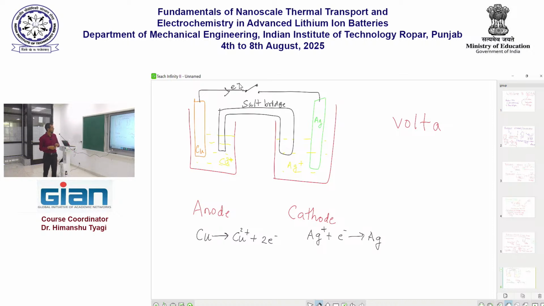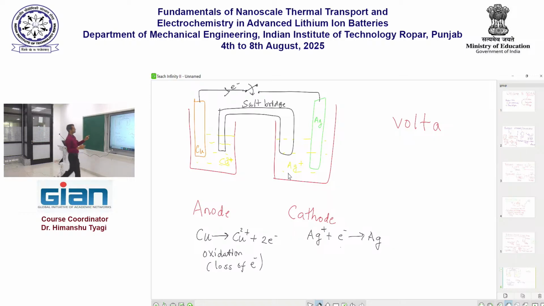Okay. Anode, this is what is known as an oxidation reaction. Oxidation is the loss of electrons. So copper is losing electrons and oxidation is occurring on the anode side. These electrons are passing through. Of course, I need to close this circuit. They will go on the silver side where these electrons will be used up to convert silver ions into solid silver, into metallic silver, right?